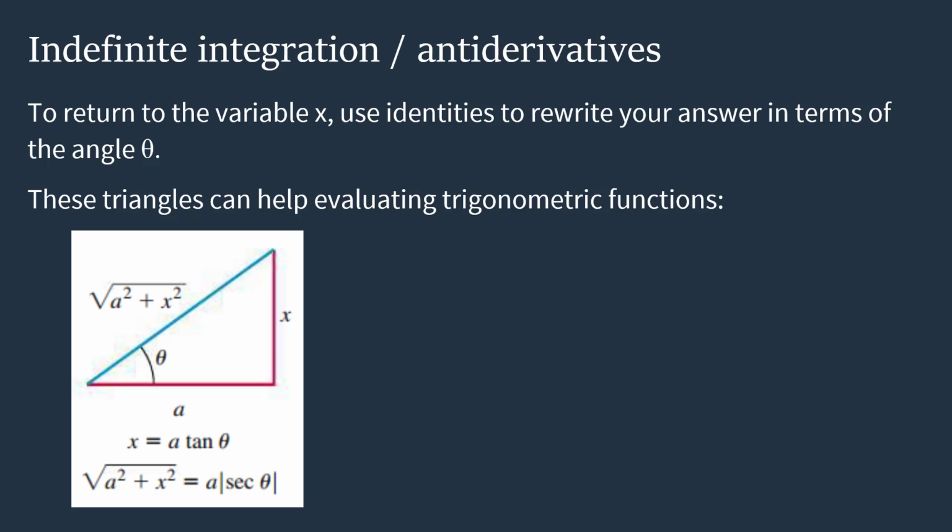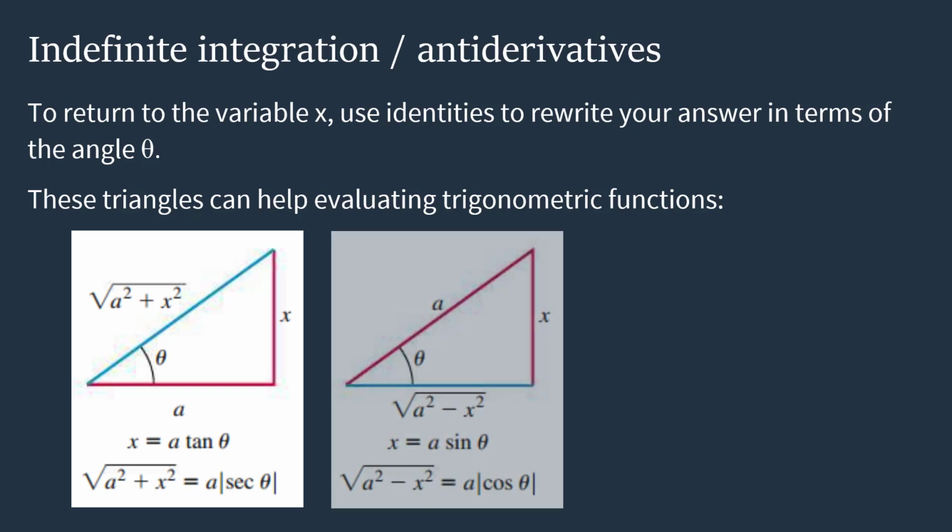You can get the remaining blue side by just using the Pythagorean theorem. In this triangle, notice the red sides. From angle theta's perspective, x is the opposite and a is the hypotenuse.